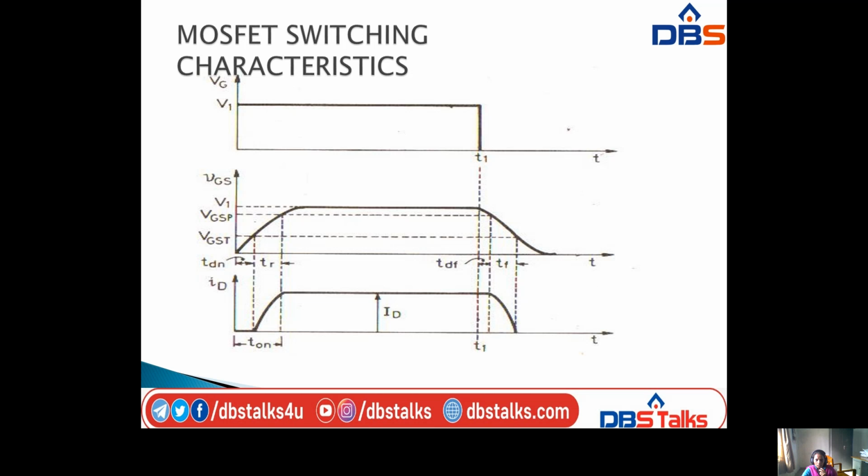This is time, and this is TDF, and this is TF. This will be the off time, and this will be the rise time. Here the drain current ID, after the VGS voltage rises, will keep increasing, and when it reaches T1, it will gradually decrease and come to 0. This is the MOSFET switching characteristics.